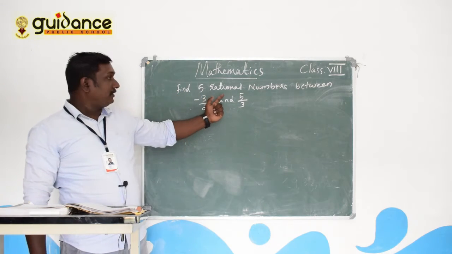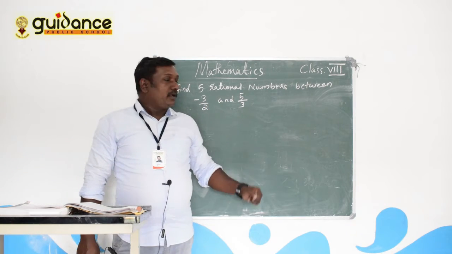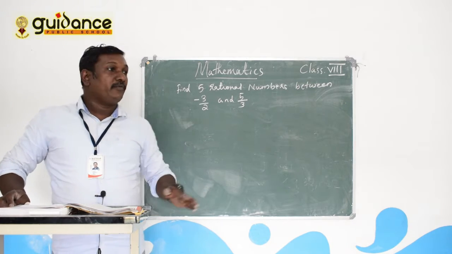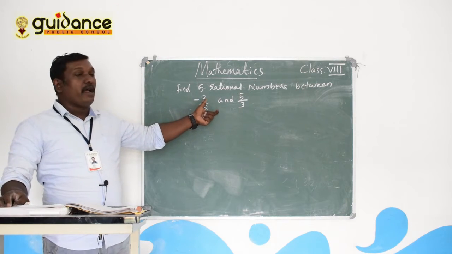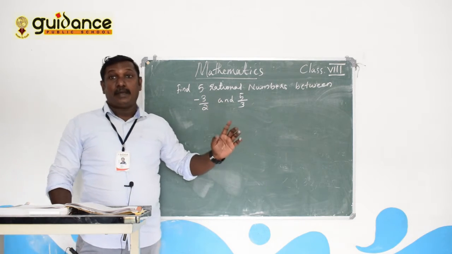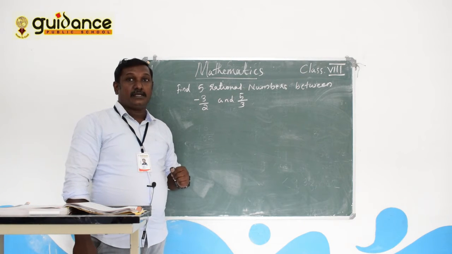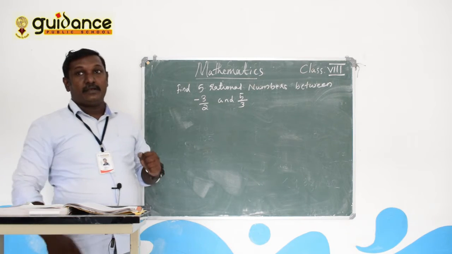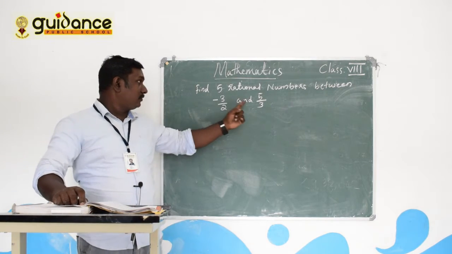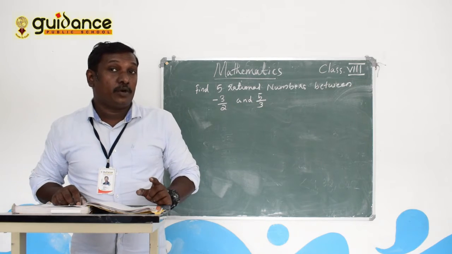Find 5 rational numbers between minus 3 by 2 and 5 by 3. Here we have to find 5 rational numbers, and before that we have to check some things. The first number is minus 3 by 2, a negative rational number, and then 5 by 3. Importantly, their denominators are different.